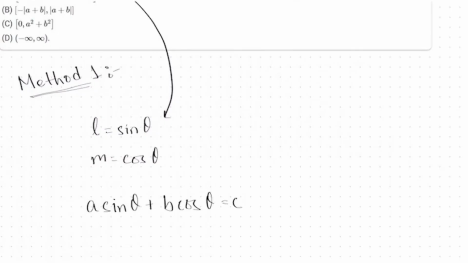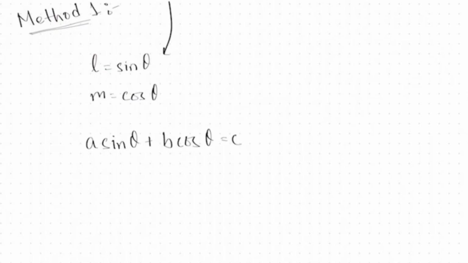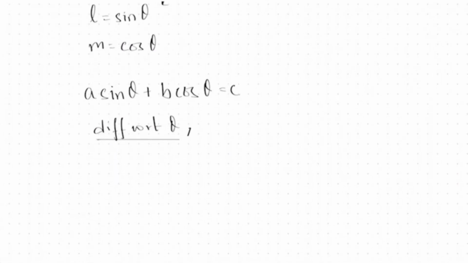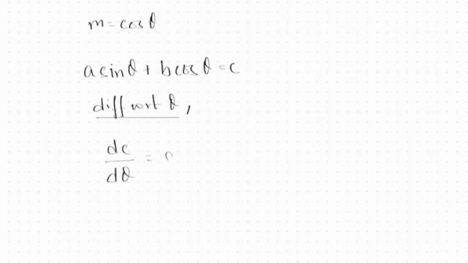And in order to find c's range, we just need to find the maximum and minimum. And in order to do that, what do we do? We differentiate it with respect to the variable. And here, what is changing? Theta. So we differentiate with respect to theta, and we get dc by d theta equals a cos theta minus b sine theta.